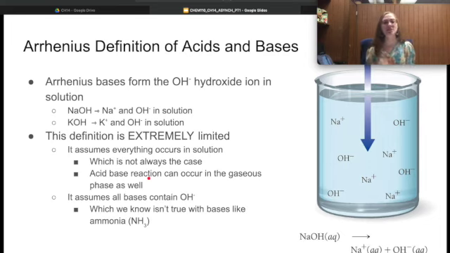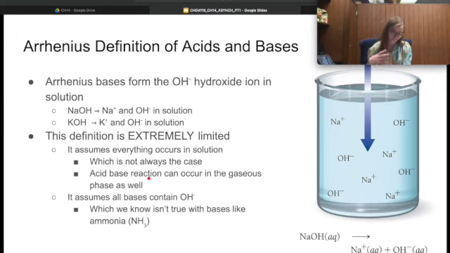It assumes that everything occurs in solution, which is not always the case. Acid-base reactions, for example, can occur in the gaseous phase as well. So you may have two gases that are interacting with each other having specifically an acid-base reaction. That doesn't really work well if it's based upon the definition of whether the molecule is able to form H pluses or OH minuses in solution, because it doesn't help if it's occurring in the gaseous phase.